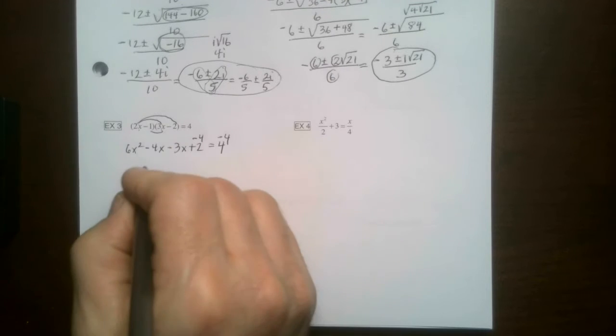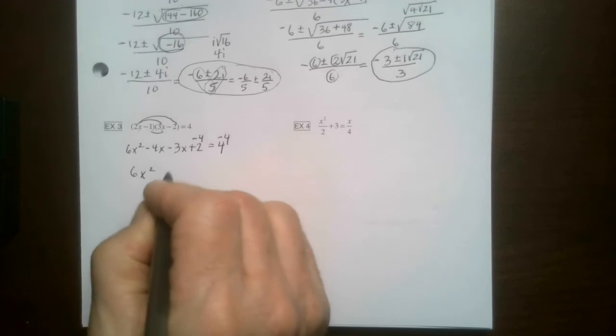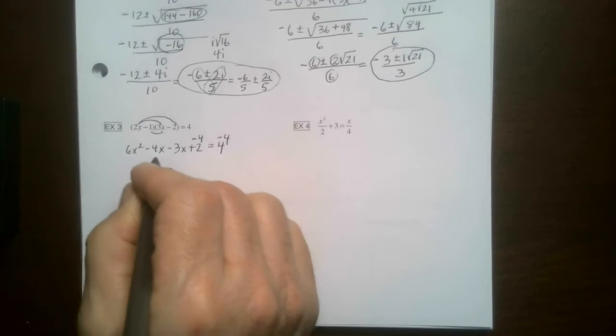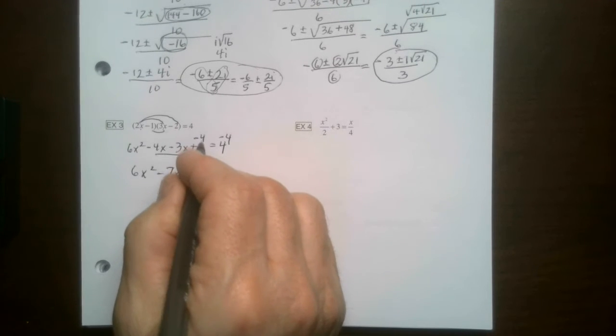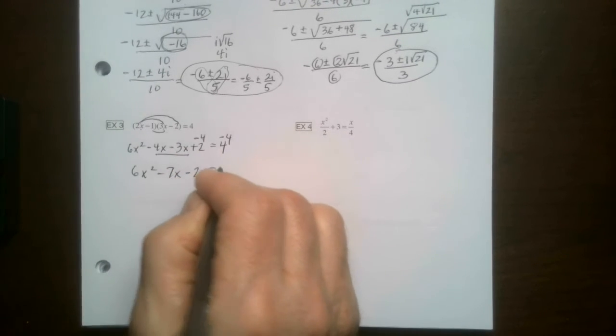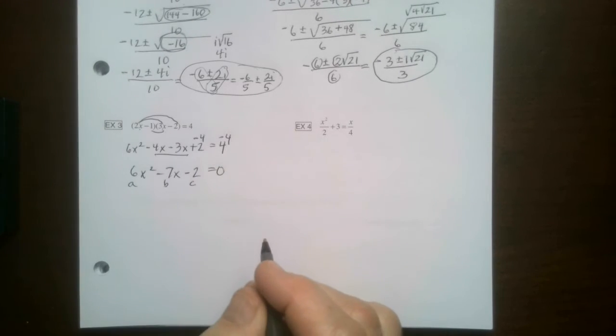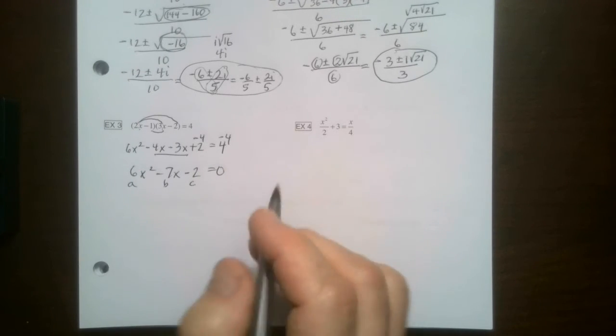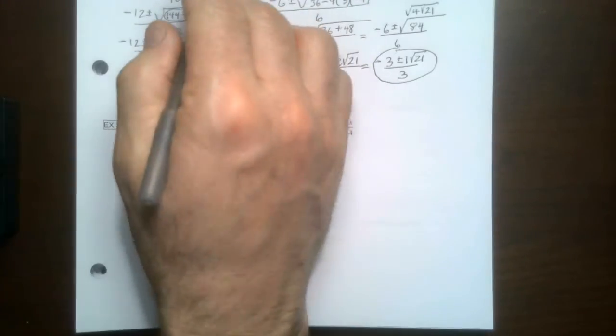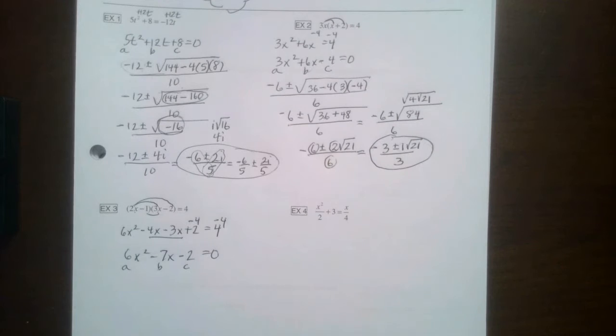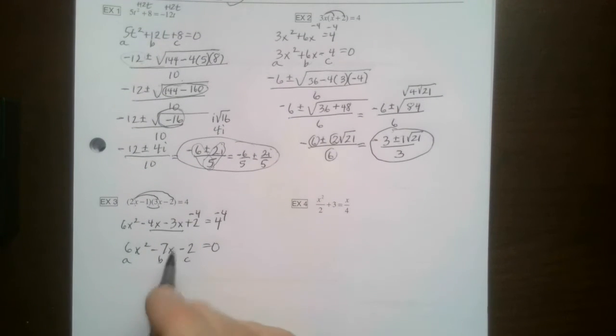So I'm going to do a few things at once. 6x squared minus 7x, when I add those together, negative 4 and 2 is negative 2 equals 0. Here's my A, here's my B, here's my C. So I'm going to plug it into that formula, which is up at the top. Let's see if I can get it in the picture. No, not quite. But you can look up and see it.